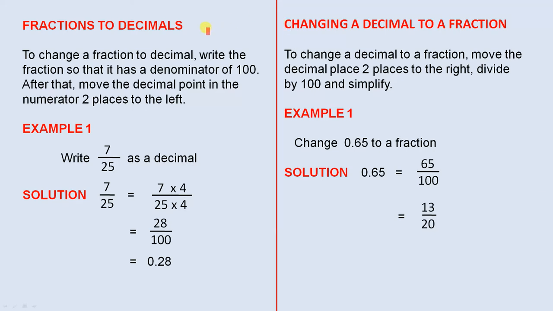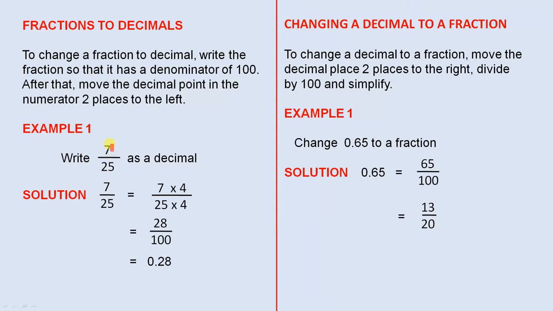Changing fractions to decimals. To change a fraction to a decimal, write the fraction so that it has a denominator of 100. So you find an equivalent fraction so that the denominator is 100. Now we'll start off with simple examples just to teach you how to do it so you can practice. After that, move the decimal point in the numerator 2 places to the left. Now here's a perfect example. Let's see how this operates.